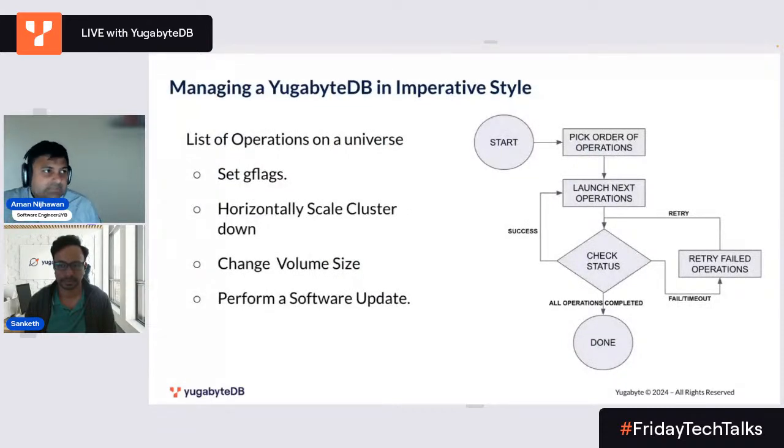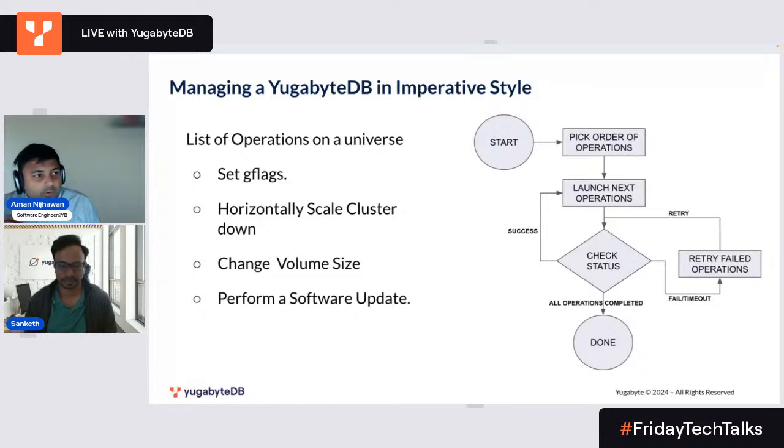Now, let's say we have a cluster up and running. We still have to manage some lifecycle operations. A good example would be setting G flags, which are configuration options for the database. We have to scale the cluster down because, let's say, we provisioned a large cluster. Or change the volume size. Maybe we want to scale the number of nodes down, but increase the volume size. Those are common operations. And then a new version of Yugabyte DB is released, so we want to do a software update.